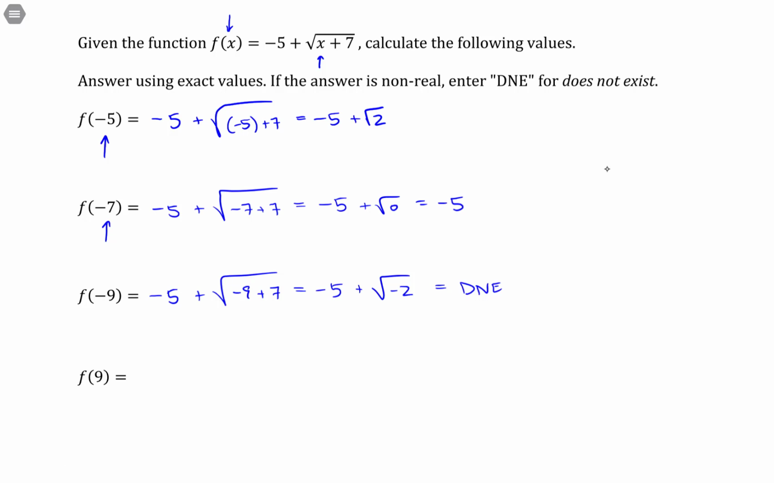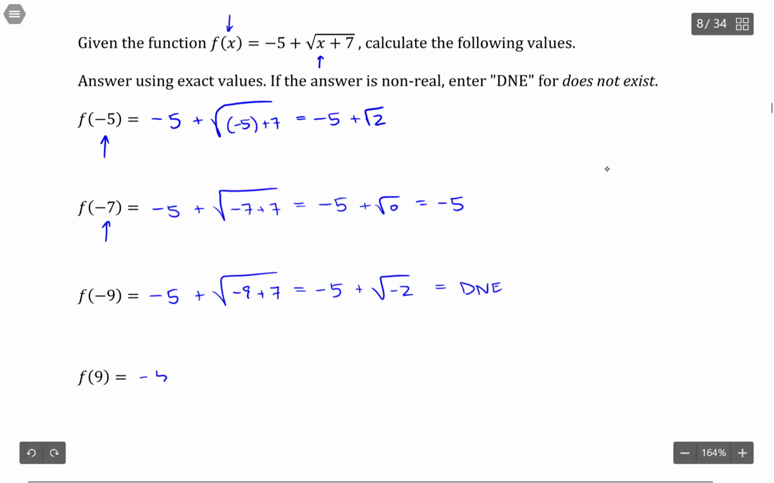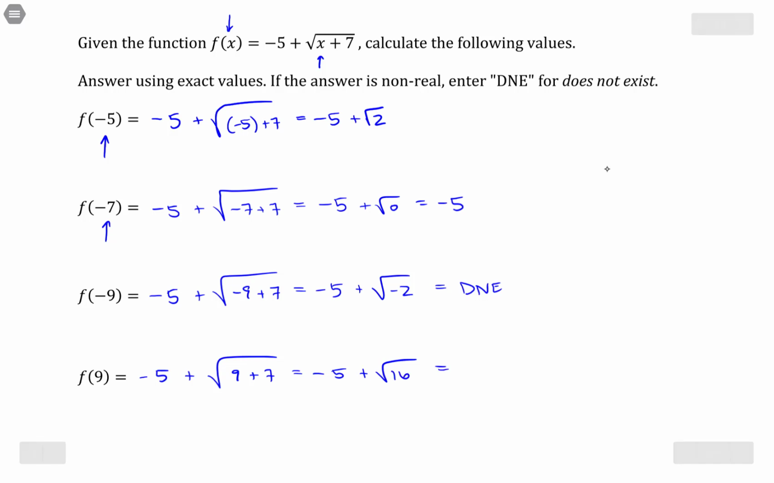f of 9. So we use the function, -5 plus the square root of 9 plus 7. So -5 plus the square root of 16. And since 16 is a perfect square, what's nice here is we can actually get an exact answer, -5 plus 4, and the result is -1.